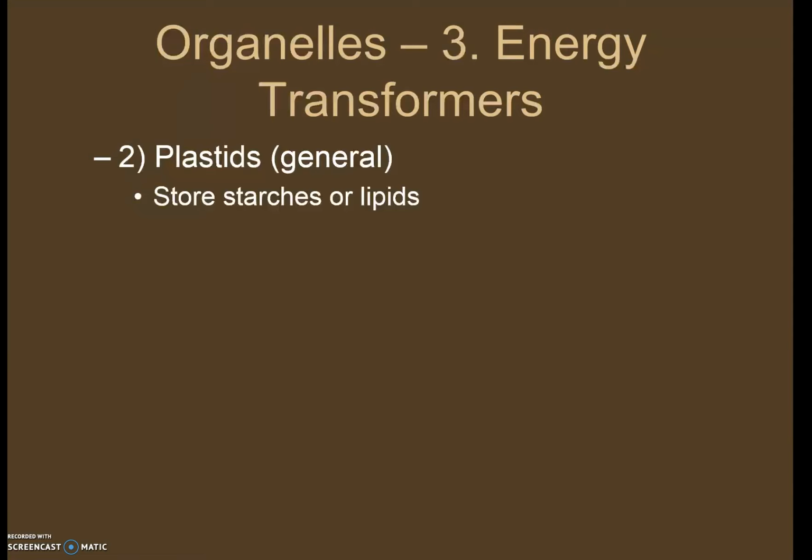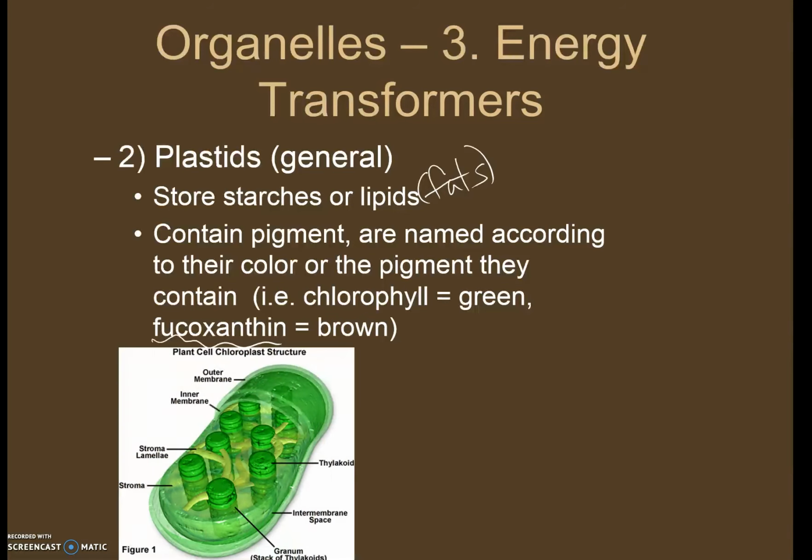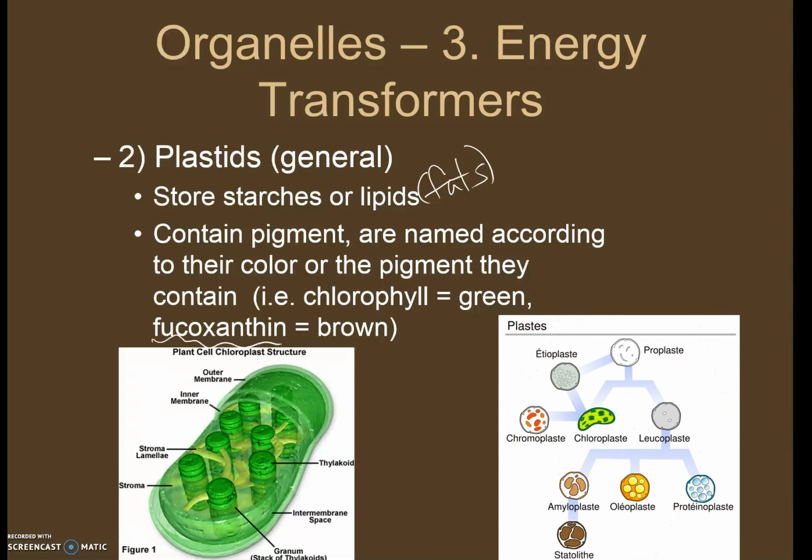Starch is going to be your fast energy made of carbons, hydrogens, and oxygens, and lipids are also made of carbons, hydrogens, and oxygens, but lipids are going to be your fats, your longer-term energy storage. As I said, the plastids are going to be named according to the pigment that they contain. So chlorophyll is green. This one here is pronounced fucoxanthin, and that is brown. So your brown algae and your organisms deeper in the ocean are going to use some of those accessory pigments, or those not green pigments. Again, this is the image of the chloroplast, and this is just showing you some additional plastids.